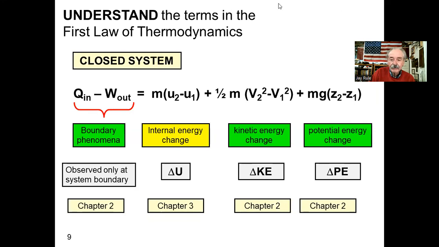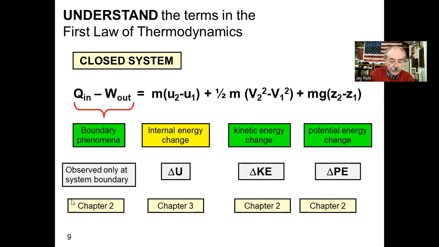I think there's some value in your studying and understanding the nature of the terms in the first law of thermodynamics for a closed system. Let's look at the left-hand side. Q in minus W out. These would be classified as boundary phenomena. So in other words, those are energy transfer terms that occur at the control surface, that dashed line, the control surface boundary. Okay, that's why I put it on the left-hand side. That's why my professors led me to this approach.